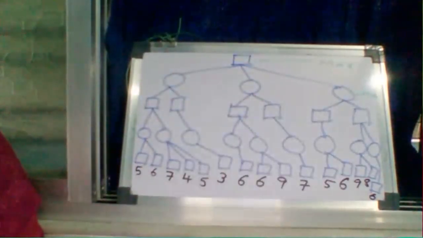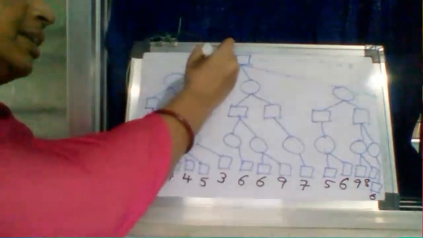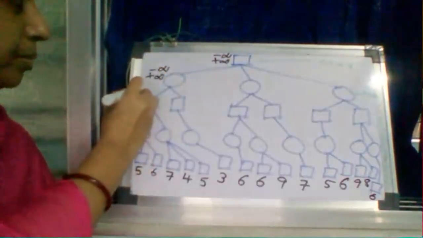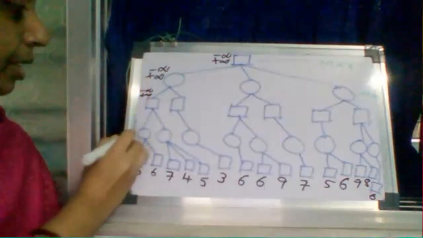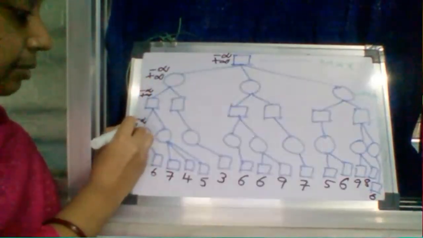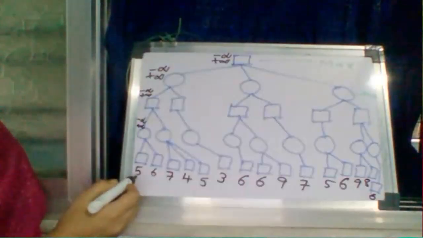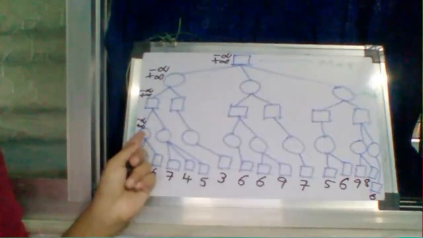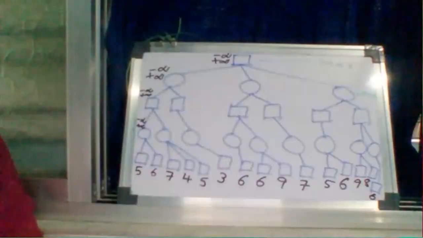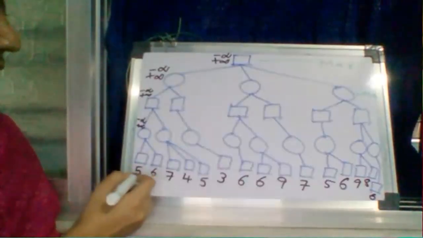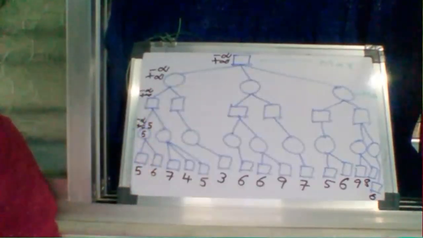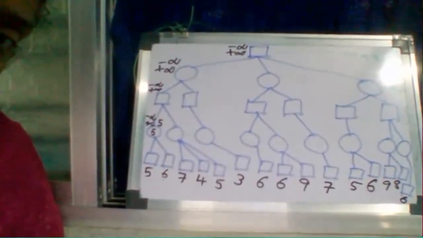So now we start with alpha equal to minus infinity and beta equal to plus infinity. In this way, if we come to the lower levels, we come here with minus infinity and plus infinity. And after coming here, we are getting 5 and 6. In this level, the min player is playing because it's a circle. If the min player plays, he will select the lower value. So 5 will be selected and beta will be modified to 5.